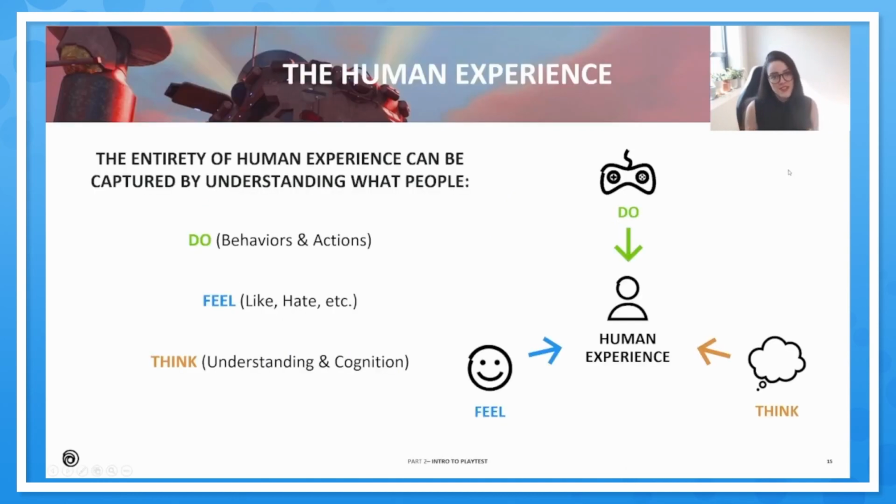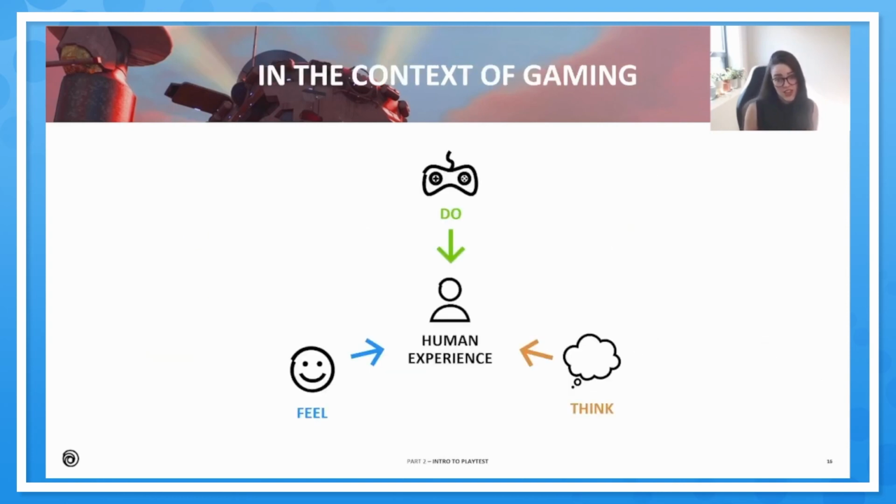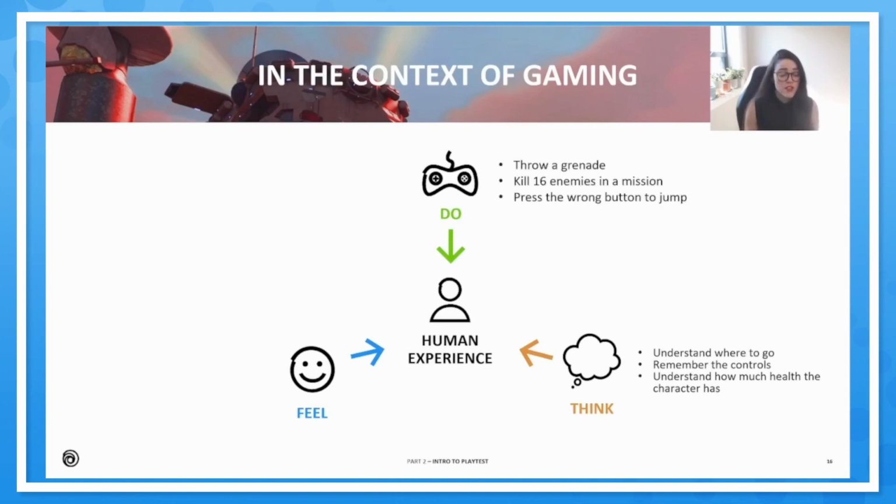Now, user research is interested in understanding and measuring the human experience, and you can break that experience down into three main parts: what people do, what people feel, and what people think. In the context of games, that might look like, in terms of what they think, understanding where to go, or remembering the controls. In terms of what players do, that could mean throwing a grenade or killing 16 enemies during a mission. And in terms of how players feel, that could mean having fun or being frustrated with the difficulty.